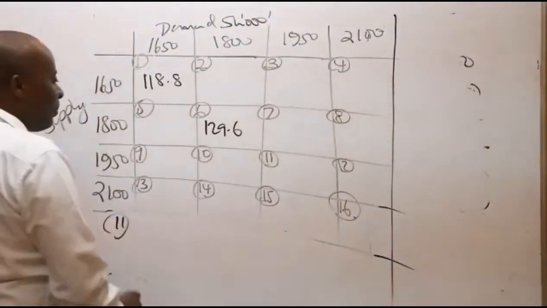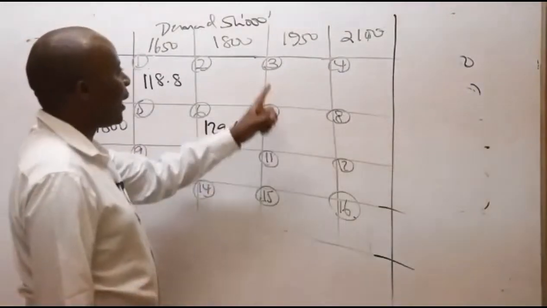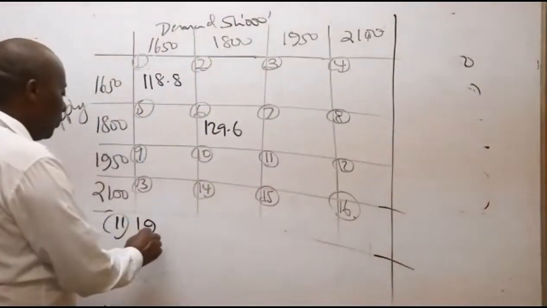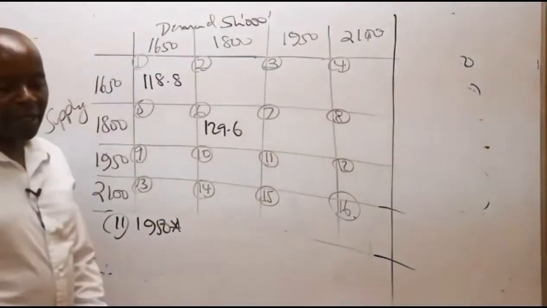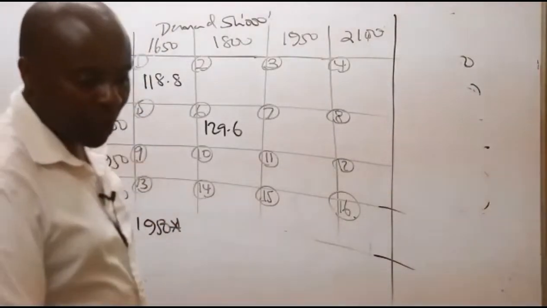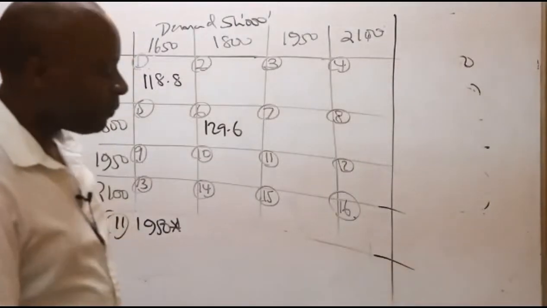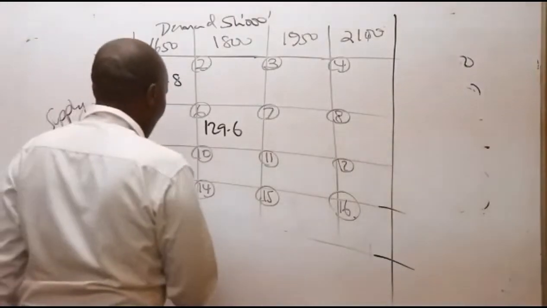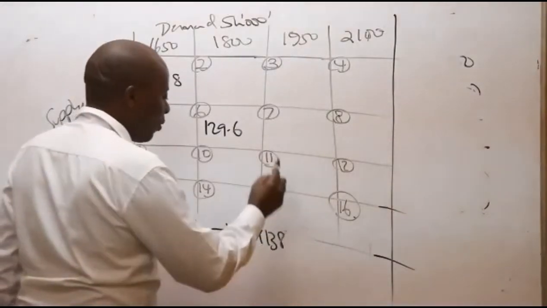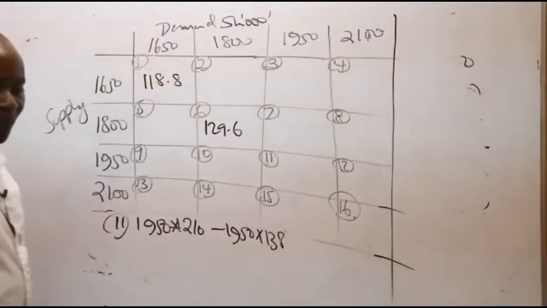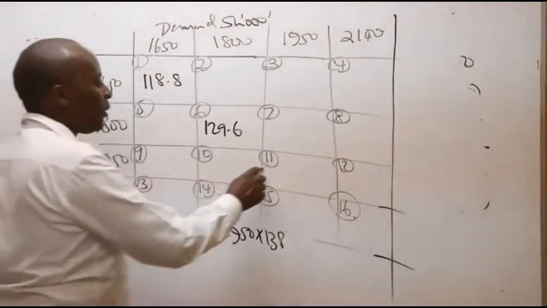So number 11 is a perfect match between 1950 and 1950. So I'll take 1950 times, I've forgotten my price, was it 210? My price per bracelet was 210 minus 1950 times 138. I hope you are seeing where the 138 is coming from. So somebody is giving me 140.4.